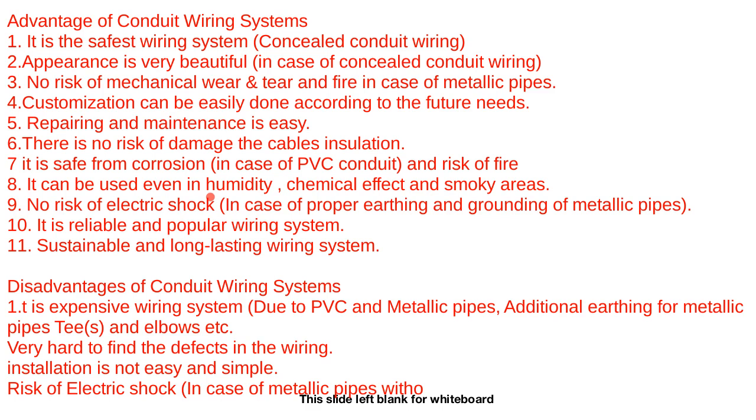Number two, it is very hard to find defects in this wiring system. What do you mean by that? We said, for example, for the clip type of wiring system, it is easy to locate faults. That means that because the cables are laid bare, you are able to locate a fault when it occurs. But for this one, especially for the concealed, it is not as easy to locate the fault and also to repair. So that is disadvantage number two.